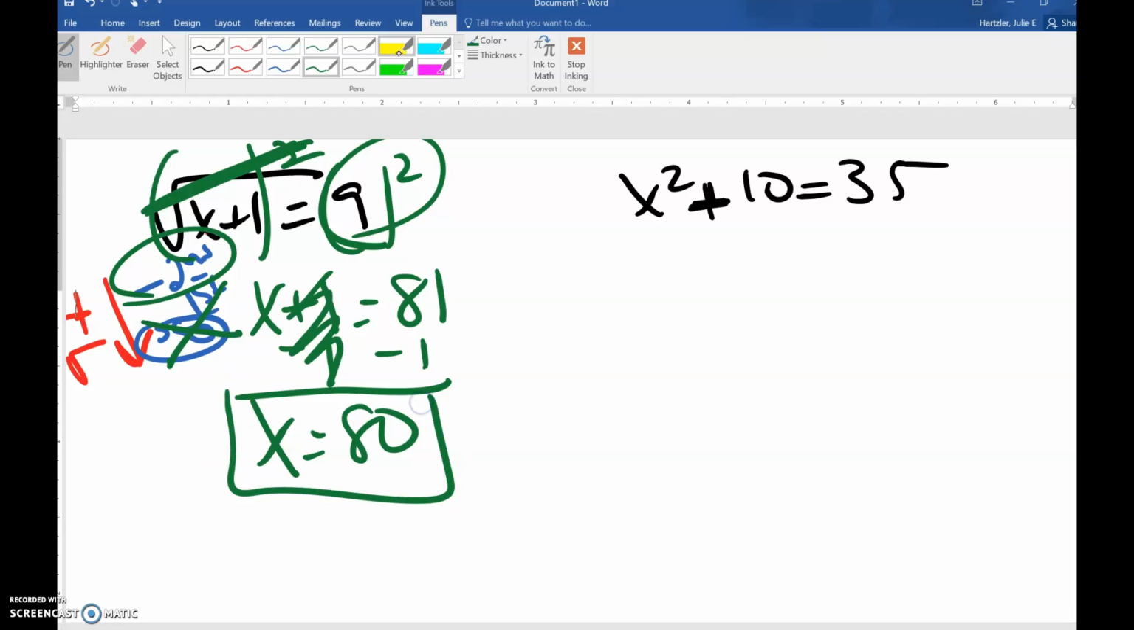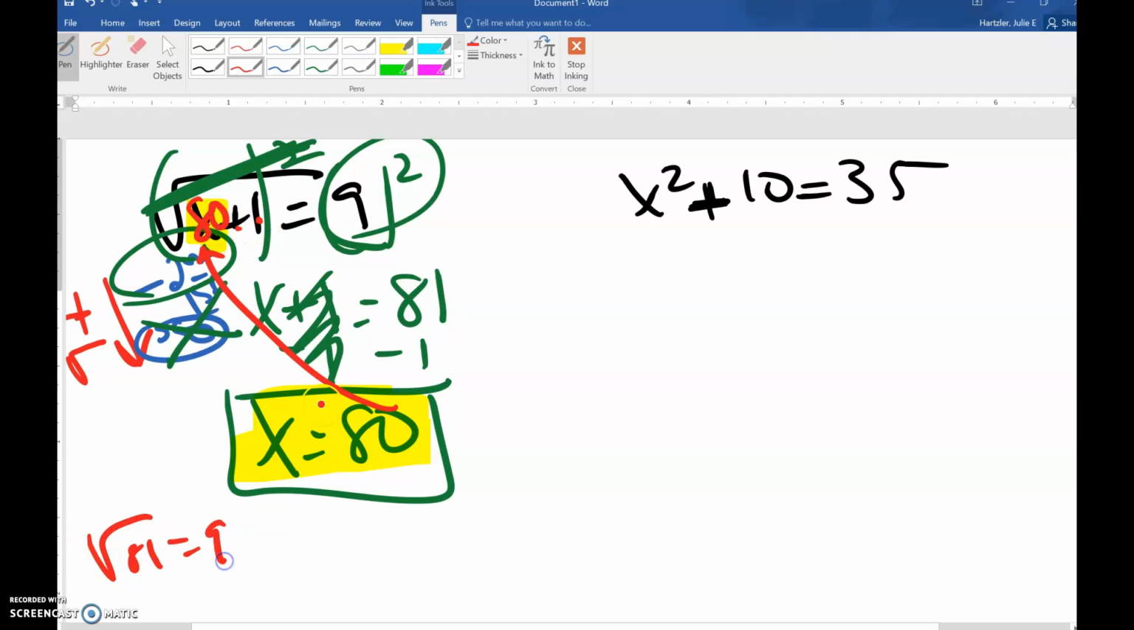I think this is my answer, but you know, I could be wrong. So what I'm going to do is I'm going to sub that x in right there. So I think x is 80. So let's sub that in. 80 plus 1 is 81. And the square root of 81 really is 9. And that's what it's supposed to be. So I'm happy. My answer checks. It works. Life is great.